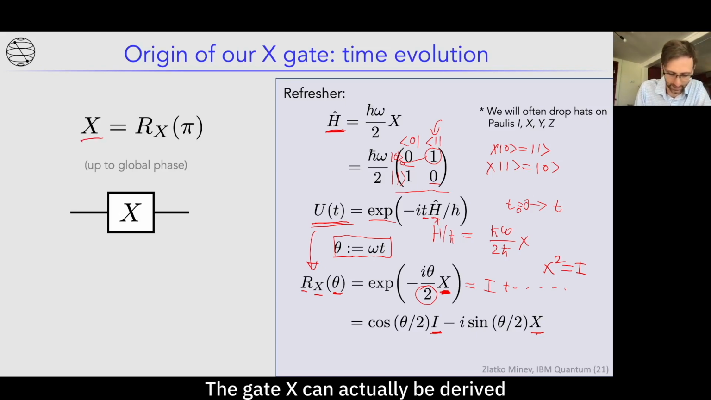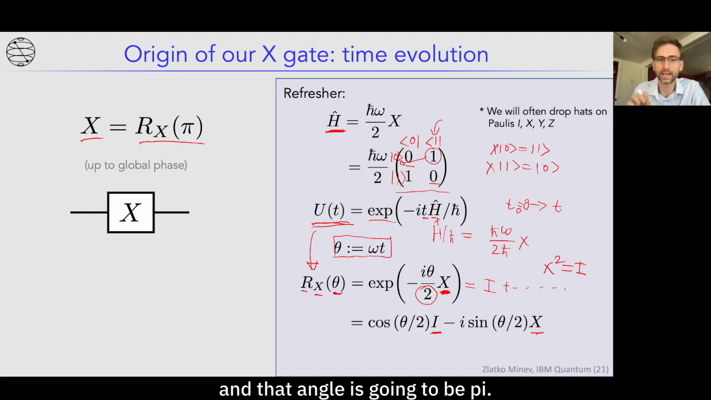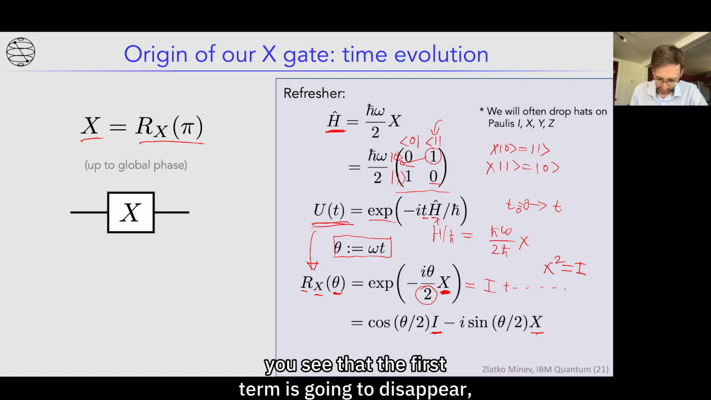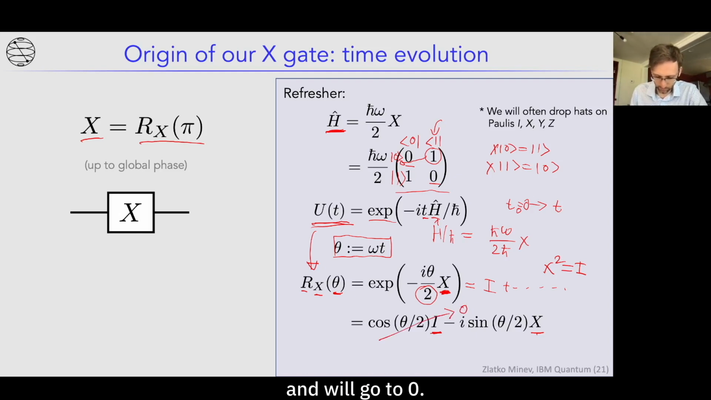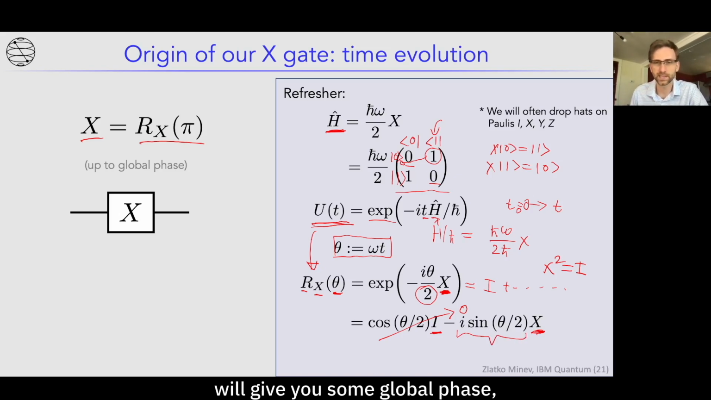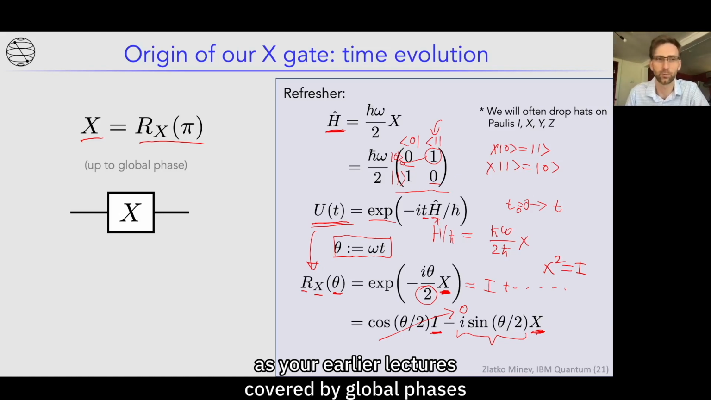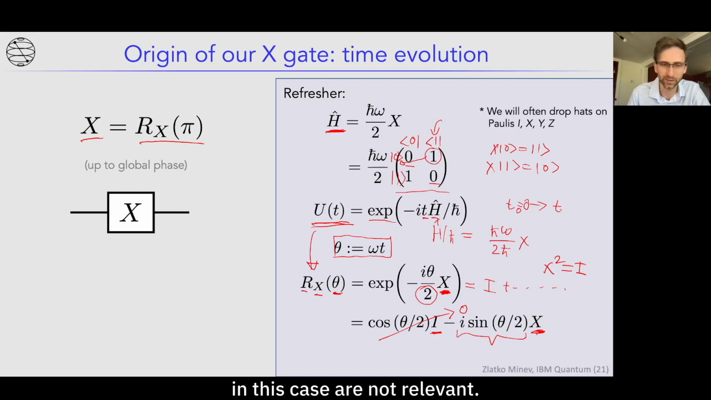The gate X can actually be derived from a rotation around the x-axis of a particular angle, and that angle is going to be pi. If you put in pi into this expression on the right, you'll see that the first term is going to disappear and go to 0. The second term will give you just an X. However, the sine of theta over 2 will remain and give you some global phase, and we're going to ignore that as an operation overall, as your earlier lectures covered why global phases in this case are not relevant.